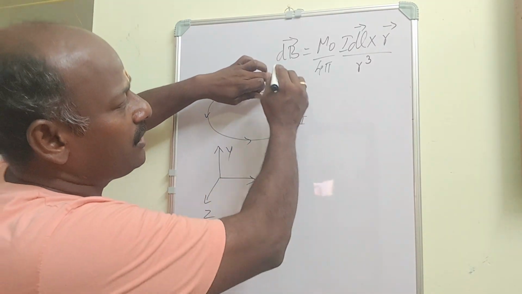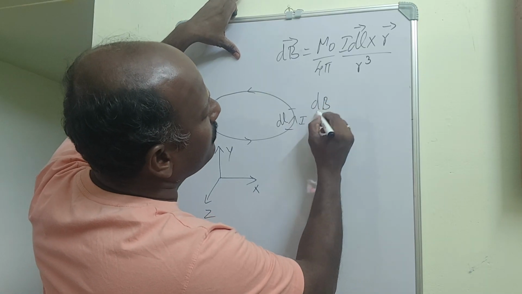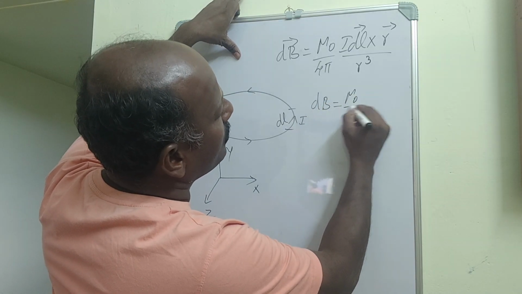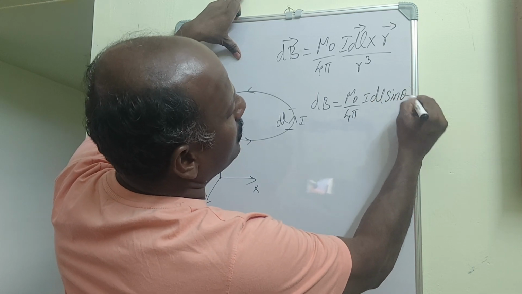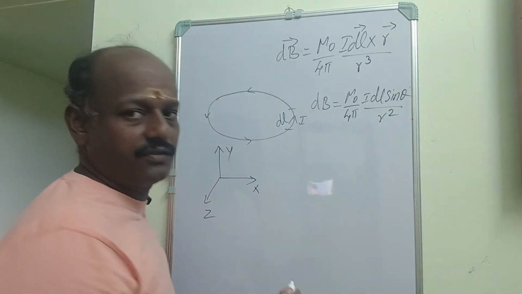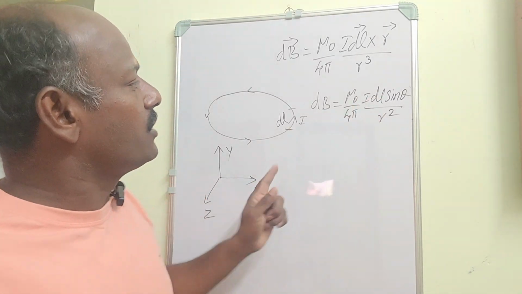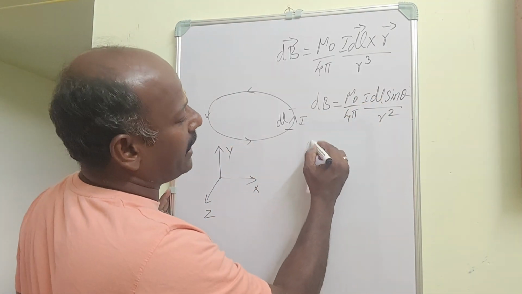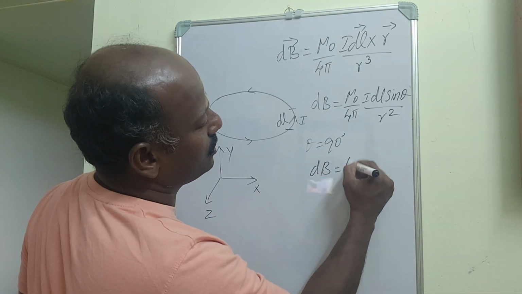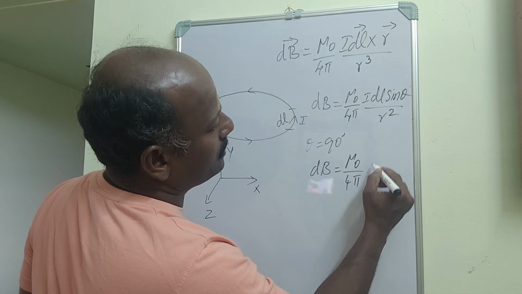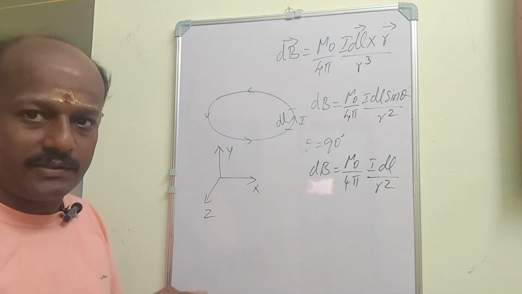When simplifying the Biot-Savart law, I have taken dB equal to mu naught by 4 pi, I dl sin theta, divided by r square. If I write it in magnitude, here theta will be equal to 90 degrees. So I will get dB equal to mu naught by 4 pi, then I dl by r square. This is the magnetic induction.